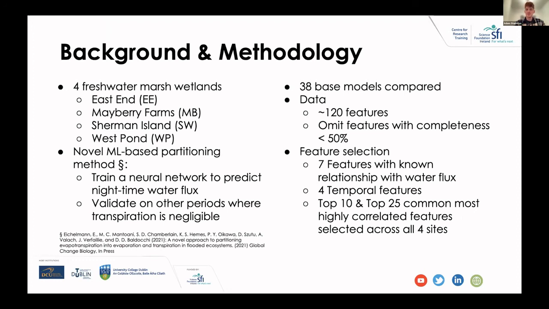And in terms of data processing, we immediately discard any of the features with completeness less than 50%. And then we move on to our feature selection process, where we include 7 features with a known relationship with water flux and 4 temporal features. And then we conducted a correlation analysis with nighttime data. And then from there selected the top 10 and top 25 features that were common across all 4 sites.